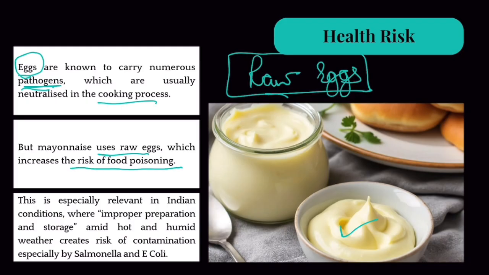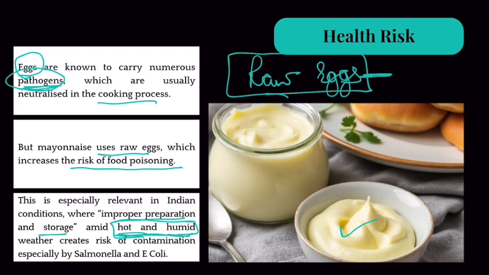Now, this is especially relevant in the Indian scenario. Why? Well, in India there have been a lot of complaints with respect to hygiene, improper preparation and storage. Plus, India's climate, especially southern India's climate, is hot and humid. A hot and humid climate is the most friendly climate for pathogens to flourish. So because of India's hot and humid climate, plus the lack of cleanliness and hygiene standards in many places, raw eggs have a high risk of having pathogens that cause food poisoning.